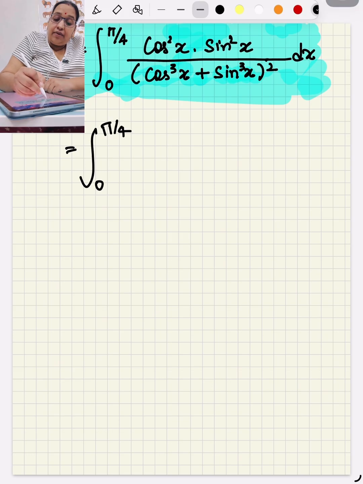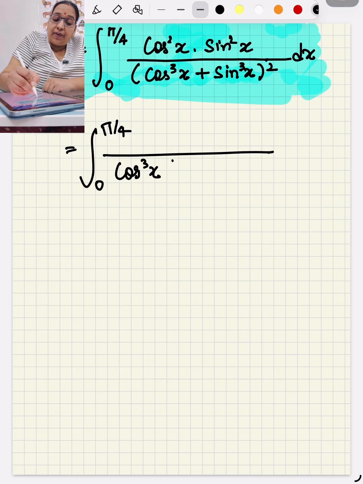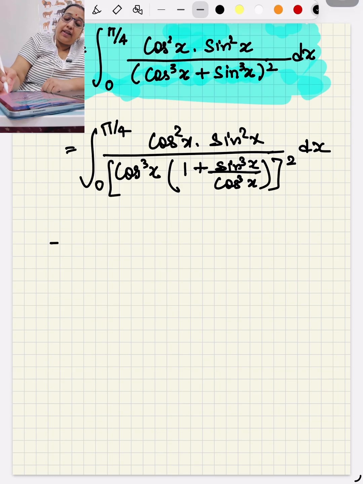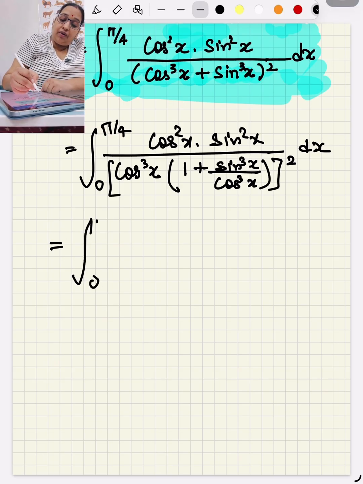What we can do, we can take common cos cube. So in the denominator, when you take cos cube x common, we are left with 1 plus sine cube x over cos cube x, right? And there is a whole square, so we put a whole square over there, right? We can keep the numerator same as it is, no change. Okay, right now we focus on the denominator.